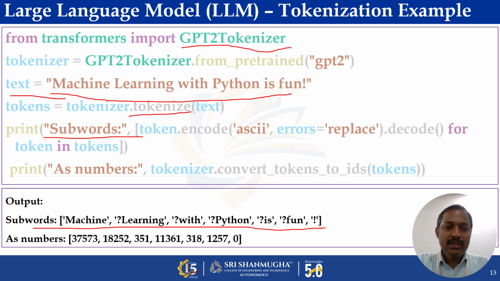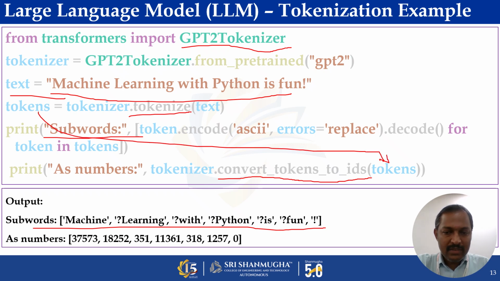Next, for each subword a unique ID is going to be assigned. We can do that with the help of convert_tokens_to_ids. For this we pass the tokens which we have identified, and this will produce the assigned unique values. So this program, for the given word, provides tokens and their corresponding unique IDs.